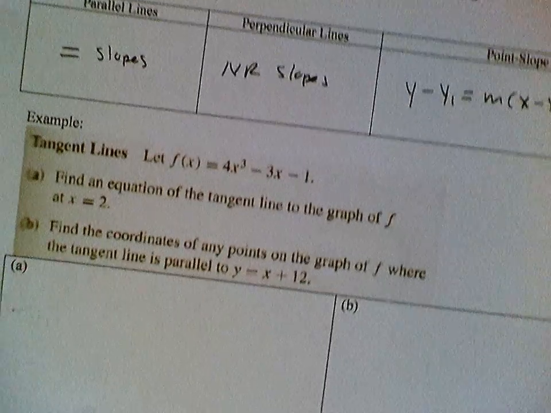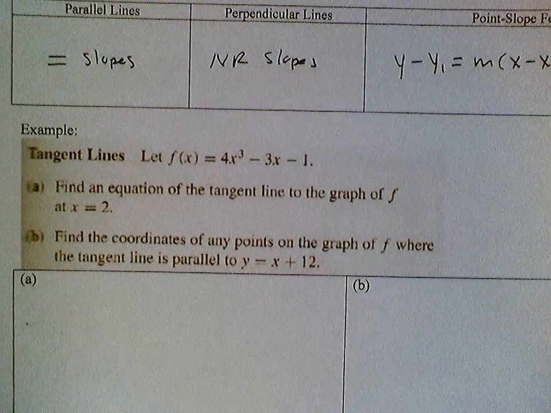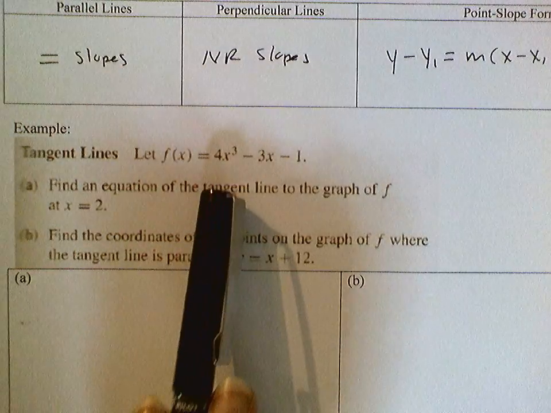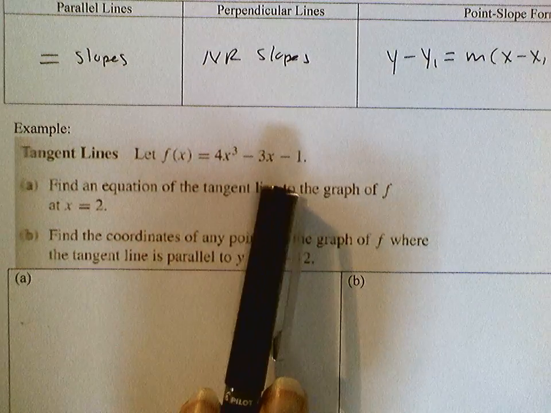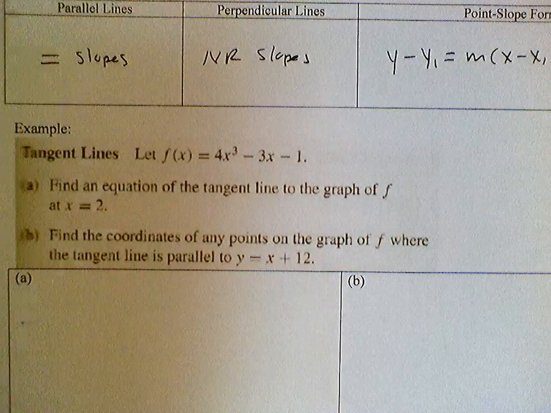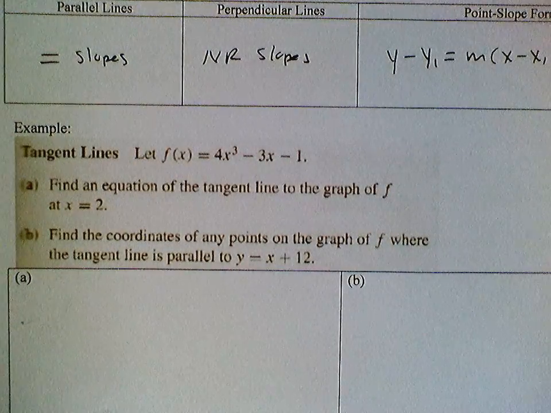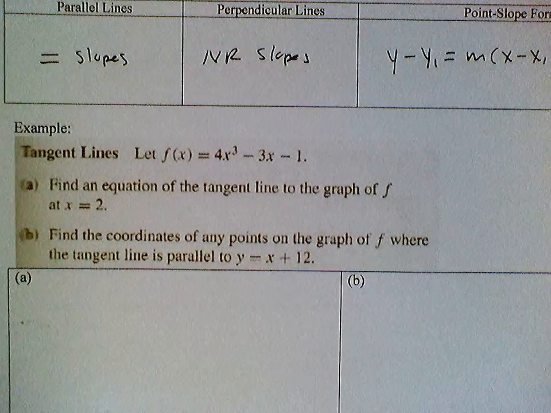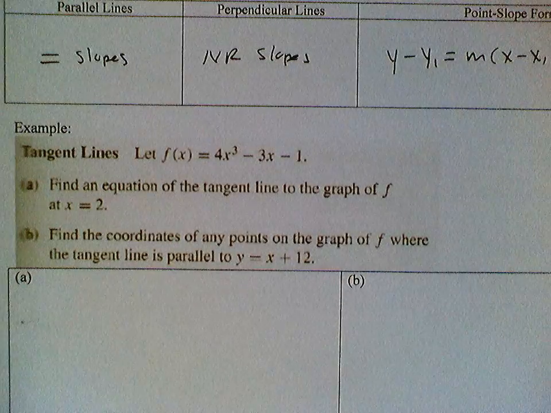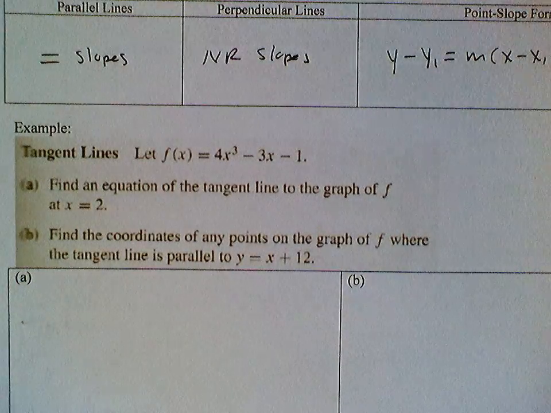Okay, so here is the example, guys. There's 2 parts to this. So we're going to let f of x equal 4x to the third minus 3x minus 1. And part A, we're going to find an equation of the tangent line to the graph of f at x equals 2. All right, now I just want us, guys, anytime you're doing any problem in this course, you want to try to visualize what's going on.